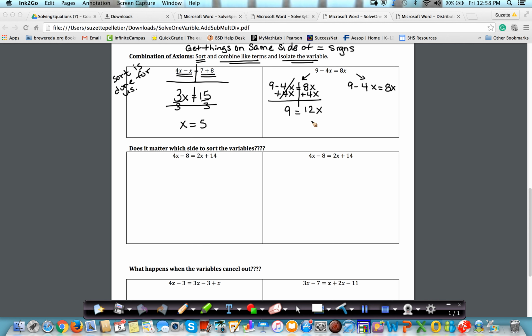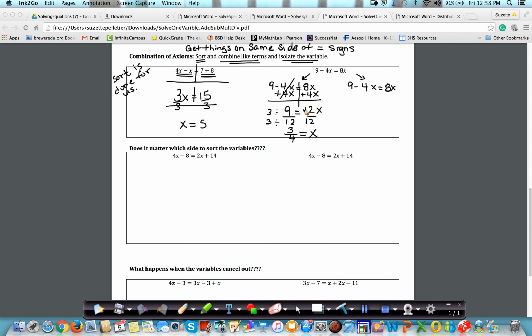And then I need to divide by 12 to get x by itself. So divide by 12, and I'm going to get x equals, okay, so then I'm going to have 9/12, which I think you all can tell right away are both divisible by 3. So if you divide them both by 3, you're going to simplify them. 9 divided by 3 is 3, 12 divided by 3 is 4. So we get 3/4 as our answer, okay?